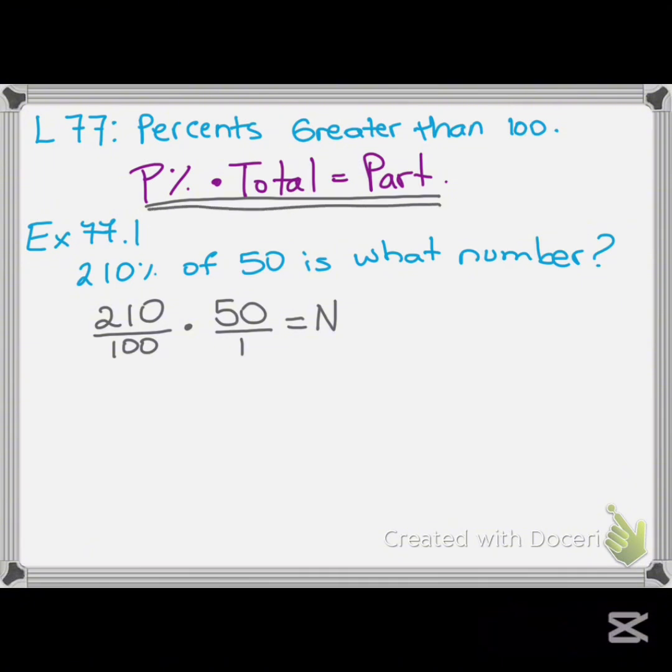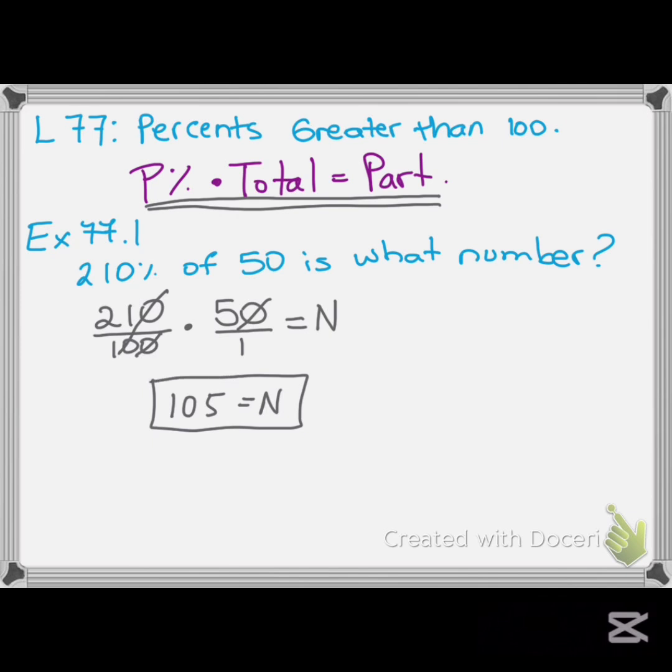Then this is ready to multiply, so I cancel this 0 with this 0, and then these two zeros together. Remember, one from the top with one from the bottom. And then we just have to multiply 21 times 5. So the answer is N equals 105.